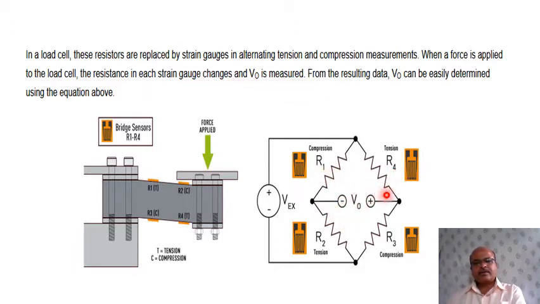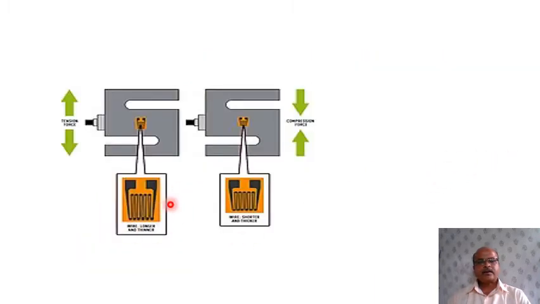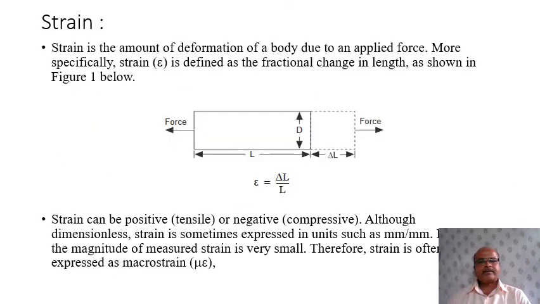So if we apply force to the load cell, then the resistance in each strain gauge changes. This resistance value changes and we will measure the output voltage. V0 can be easily determined. So this is how the strain gauge is connected as shown in this figure. An additional diagram is there. Next, we will define what strain is, for the mathematical representation.